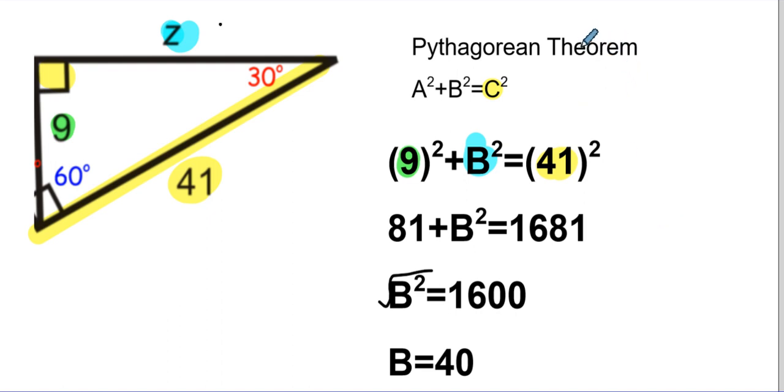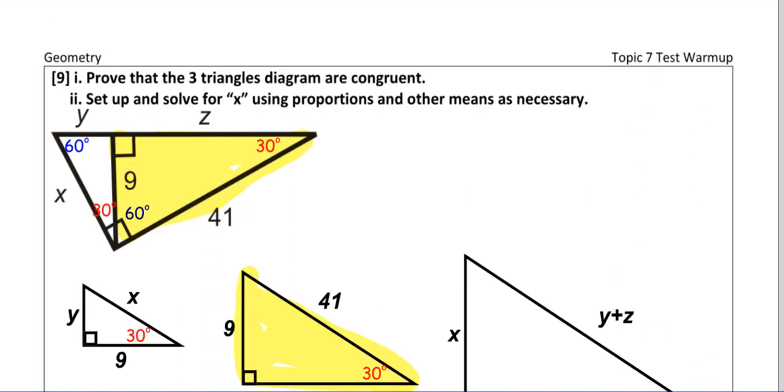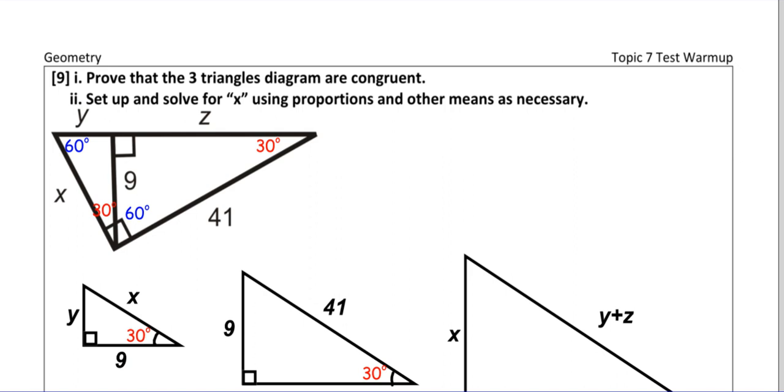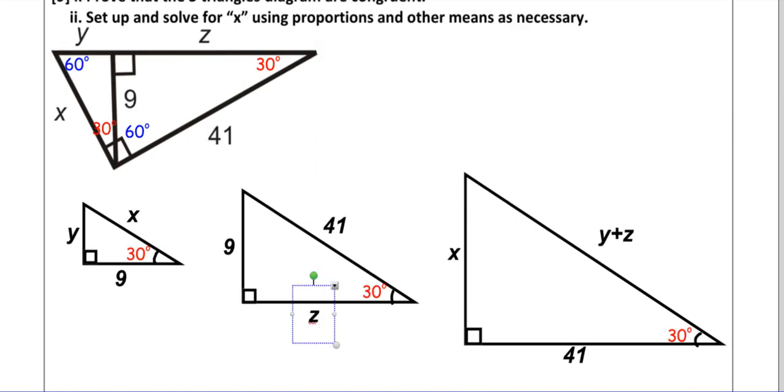So what that tells us, if we go back to z, is that the z value is now actually 40. And so that means right here, this side is not z, it's actually 40. And this is not y plus z, it's y plus 40. Okay, so that actually opens up quite a bit of possibilities for us. And so let's go back to solving for x. That was our original plan anyway.